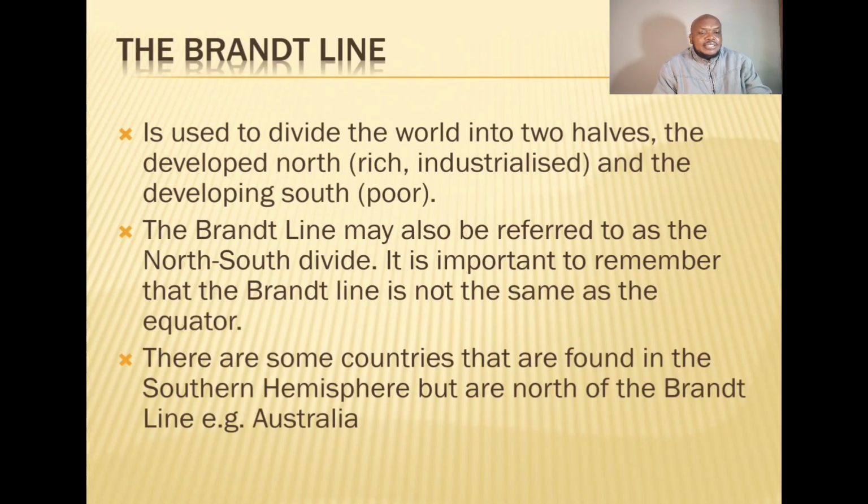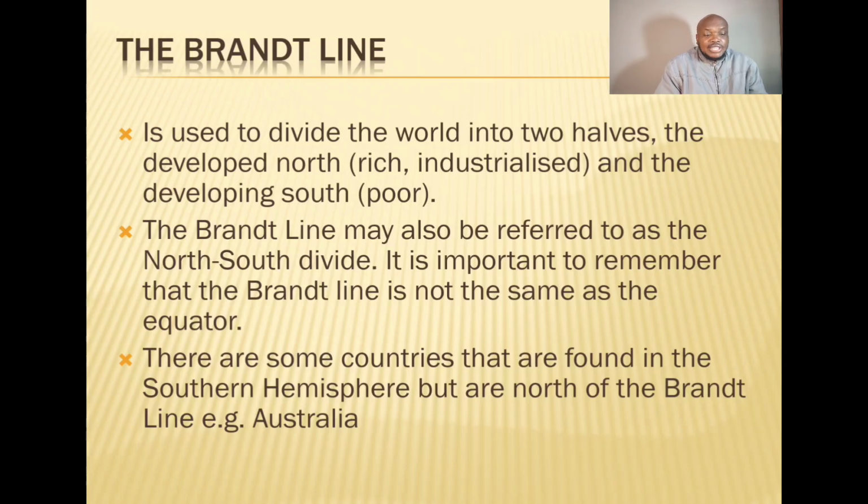Now let us look at the Brandt Line. The Brandt Line is used to show us that all the countries that are in the north are developed. Countries that are located in the south are not well developed. The Brandt Line is used to divide the world into halves: the developed North, which is rich and industrialized, and the developing South, which is poor. The Brandt Line may also be referred to as the North-South divide.